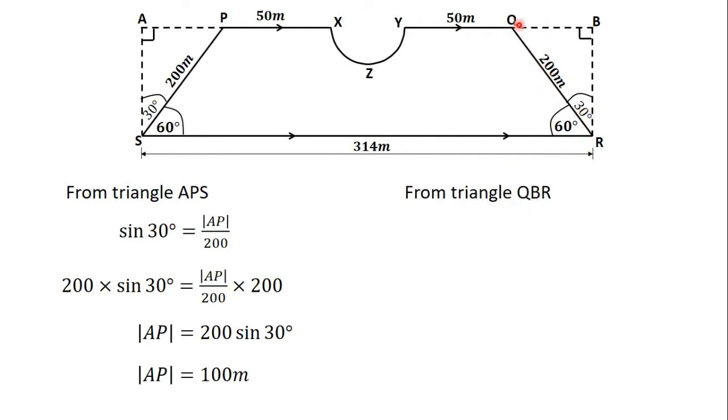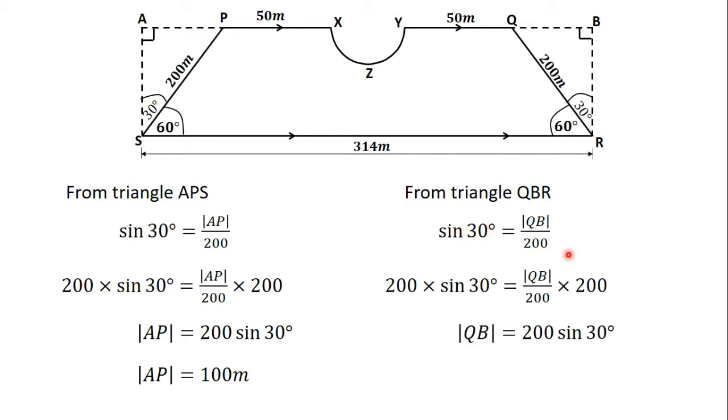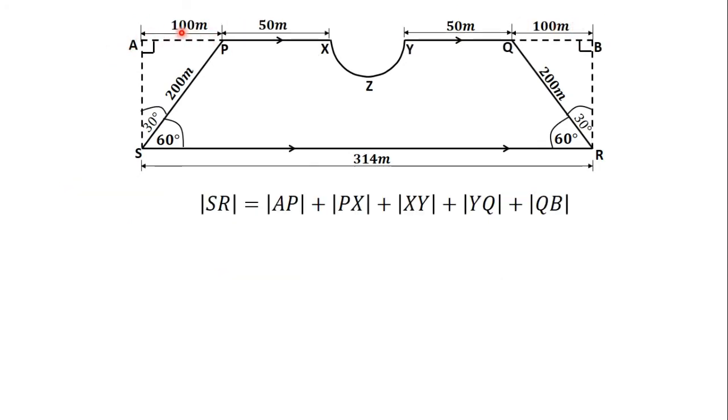So from triangle QBR, sine 30 degrees is equal to QB, which is opposite to 30 degrees, divided by the hypotenuse, that is 200 meters. We multiply the left hand side by 200, the right hand side by 200, and QB is equal to 200 sine 30 degrees. So we can see that QB is equal to 100 meters. So we now have AP and QB. AP is 100 meters and QB is 100 meters.